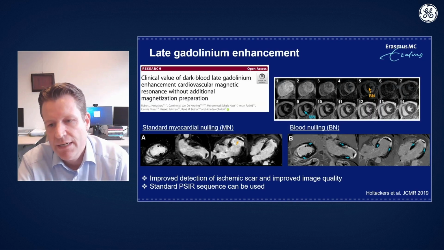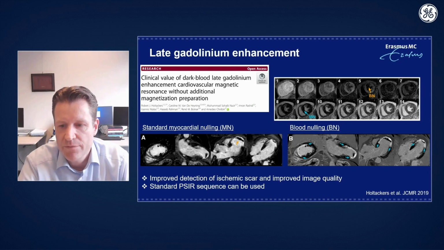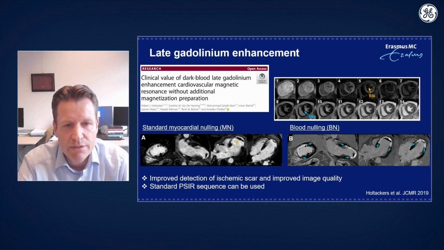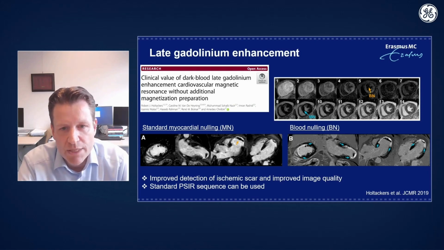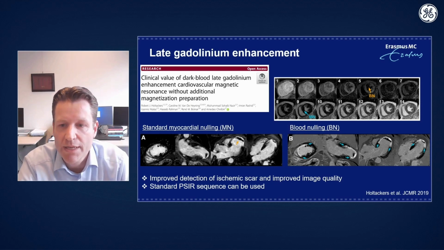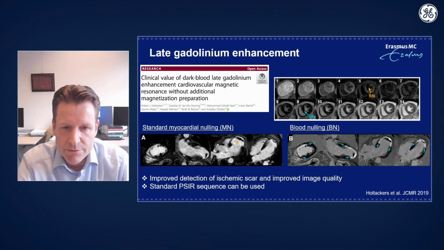And I would like to highlight this nice paper from Holtackers in the JCMR in 2019. They looked at the clinical value of dark blood late gadolinium enhancement without an additional magnetization preparation. So it's the same image, and they set the blood nulling, so image 5, but also compared that to the normal myocardial nulling, image 9.